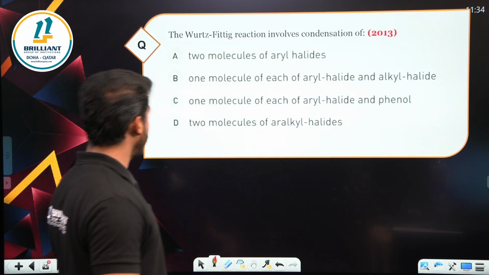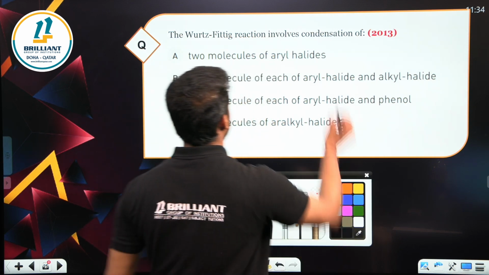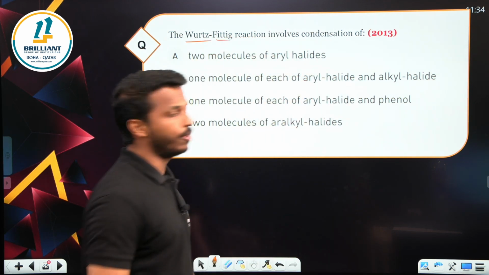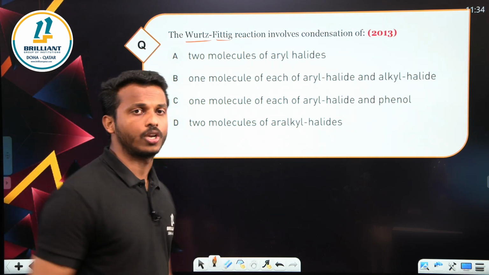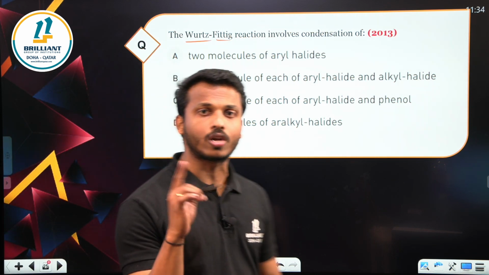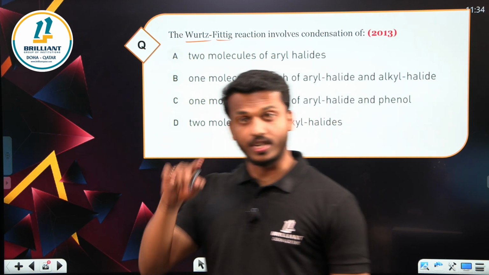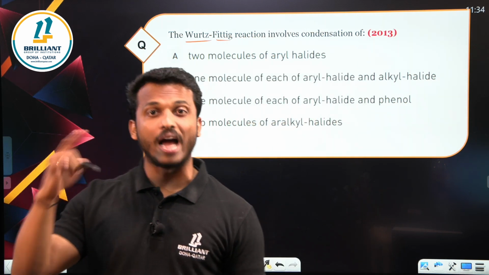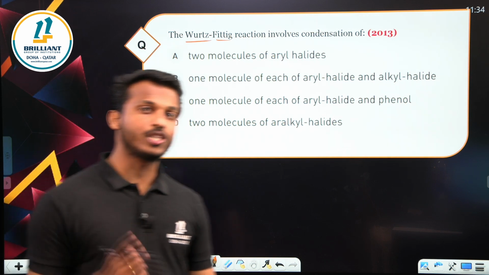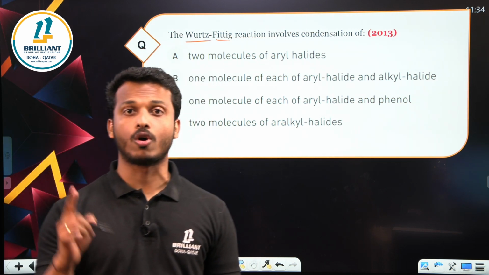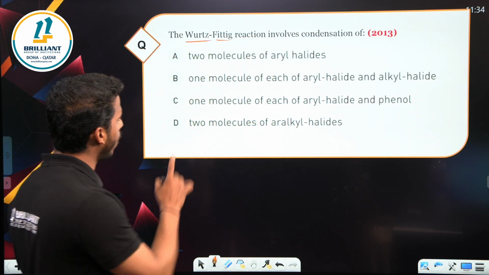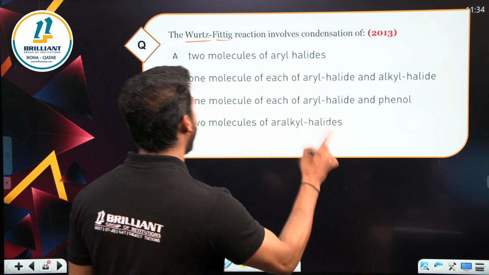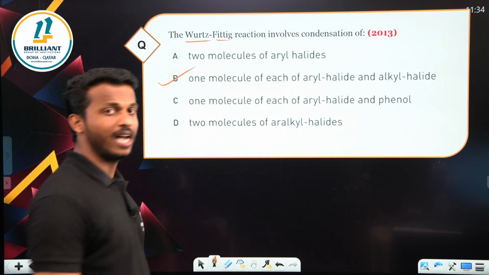Next one, the Wurtz-Fittig reaction. It was a question from 2013 JEE Main. The Wurtz reaction is used to combine two haloalkanes. The Fittig reaction is to combine two haloarenes. But Wurtz-Fittig together means a combination of one haloalkane with one haloarene. So one molecule each of aryl halide and alkyl halide. Option B is the correct answer.